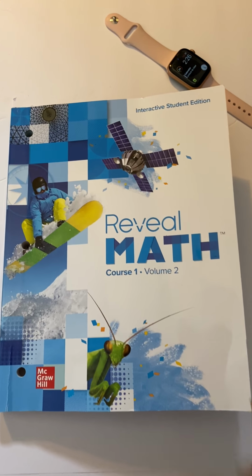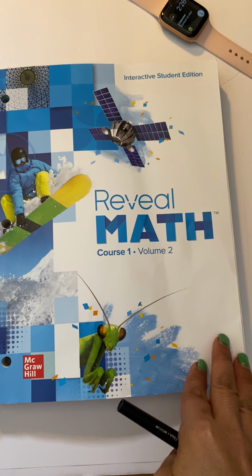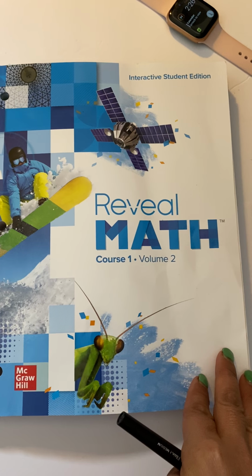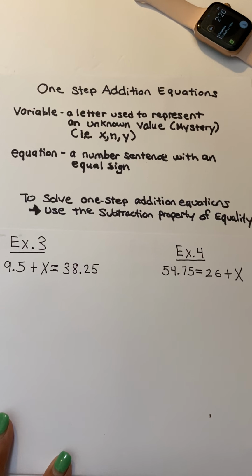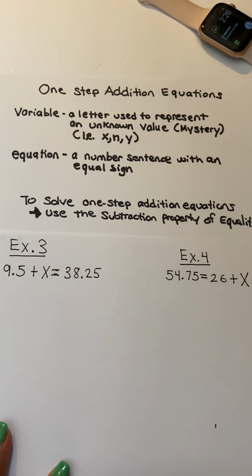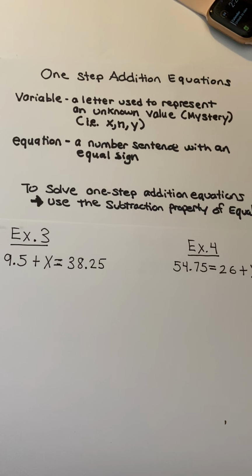We're going to continue solving one-step addition equations in the Reveal Math Course 1, Volume 2 book. And yesterday we started off going over what variables and equations are. So keep that in mind as we continue with a little bit harder problems today.